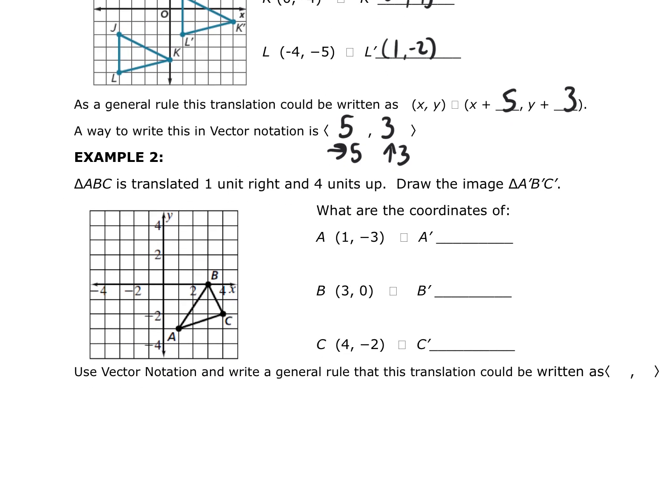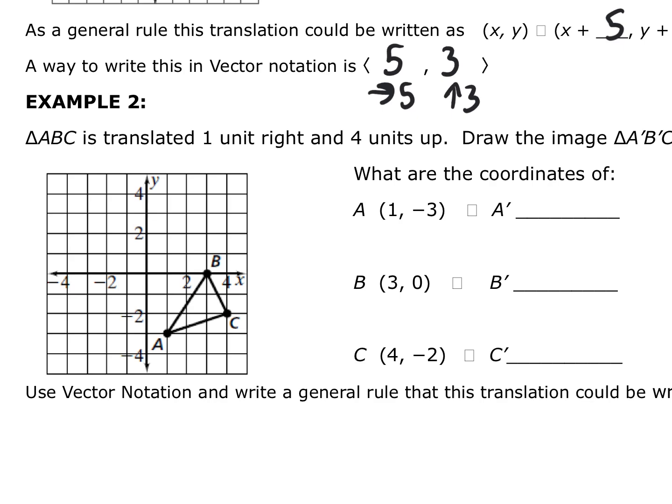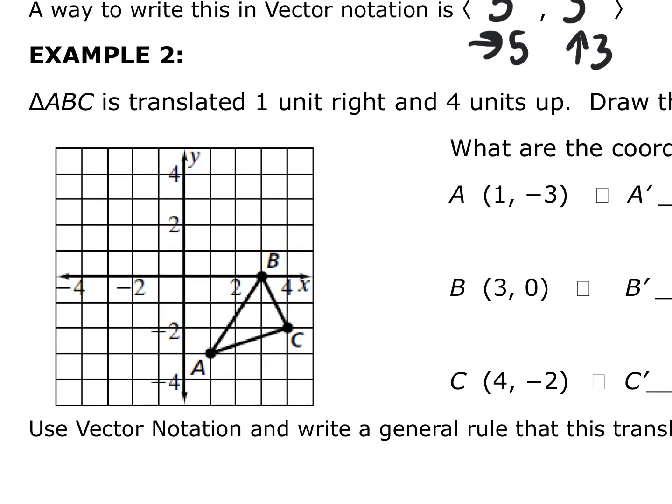All right, triangle ABC is translated 1 unit right and 4 units up. So we need to first of all draw the image of A prime, B prime, and C prime. So 1 right and 4 up. So A goes 1 to the right and 4 up. So it moves there, and we'll call that A prime. B goes 1 to the right and 4 up. That goes there, and we'll call that B prime. And C goes 1 to the right and 1, 2, 3, 4. So that's C prime. And now we can just connect the dots.